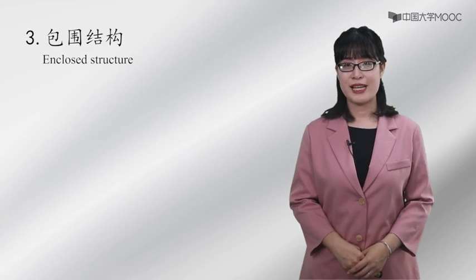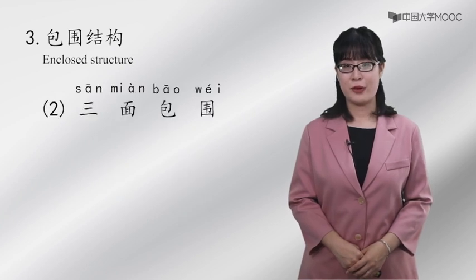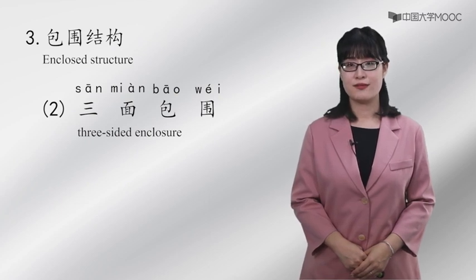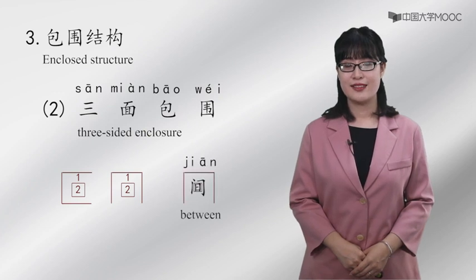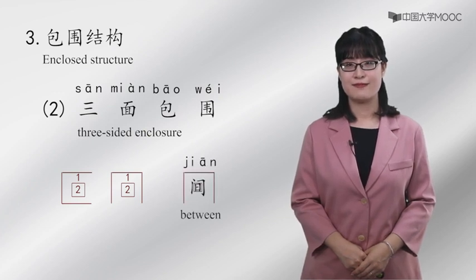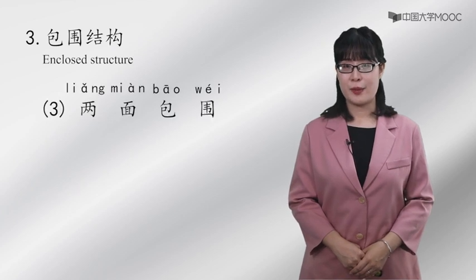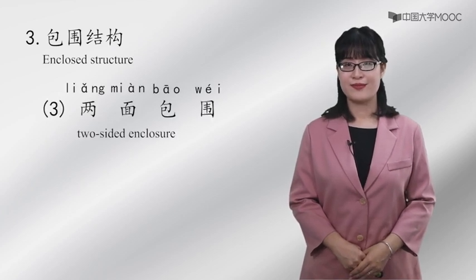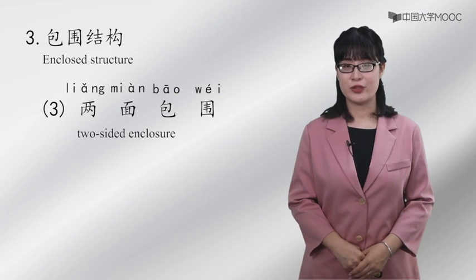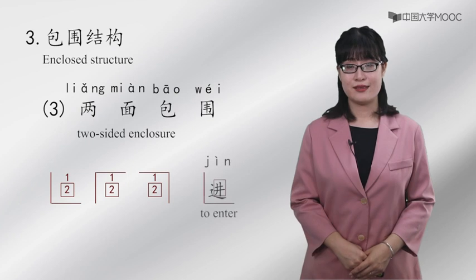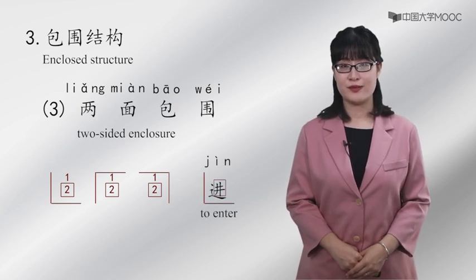The second one is 三面包围, three-sided enclosure. For example, 间, between. The third one is 两面包围, two-sided enclosure. For example, 进, to enter.